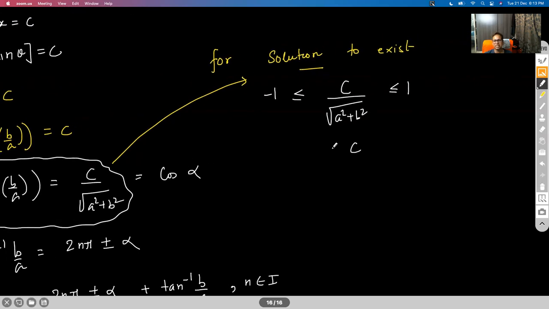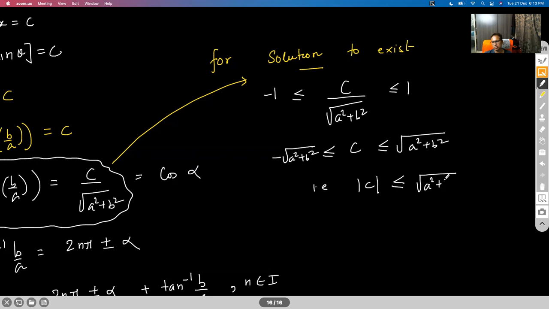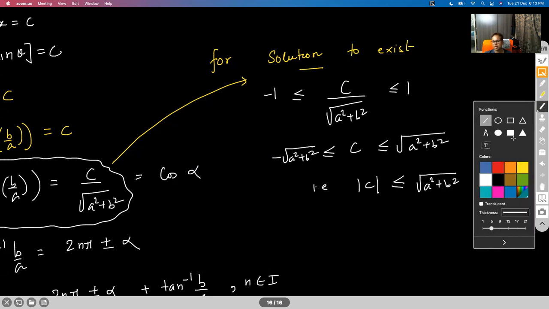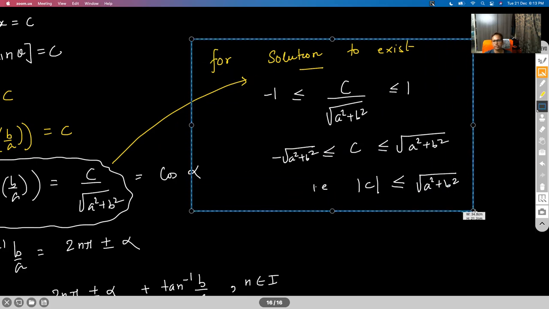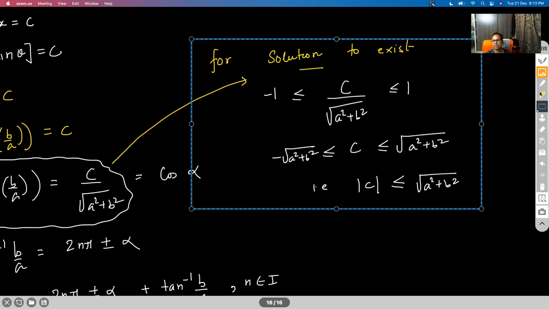In other words, c should be between negative under root a square plus b square and positive under root a square plus b square. In other words, mod c should be less than or equal to under root a square plus b square. So please make a note of this. Very important. For a solution to exist, mod of c should be less than or equal to under root of a square plus b square.